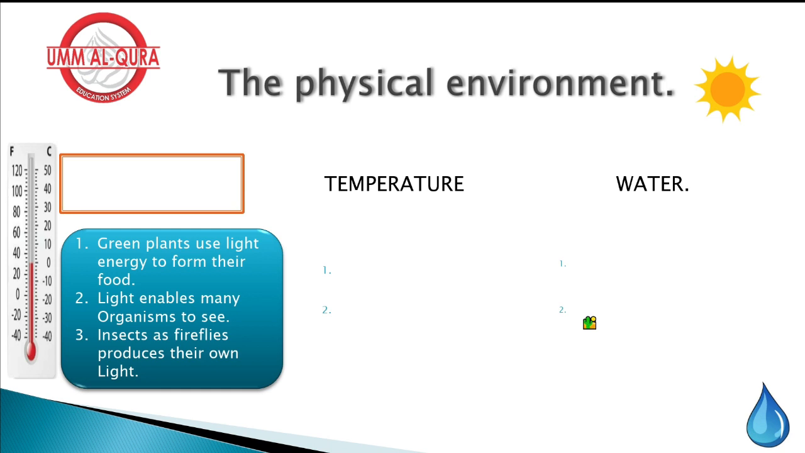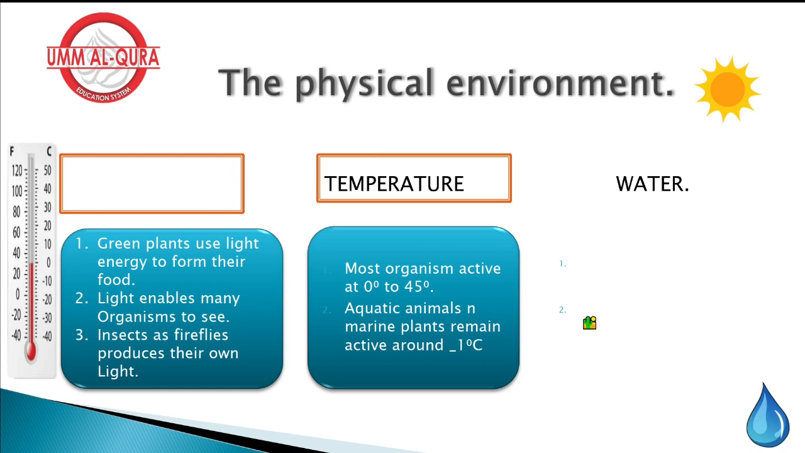Light also enables many living organisms to see so that they can move about, find food, and detect danger. Some organisms, such as earthworms, prefer to stay in the dark. They have developed special features to live in a dark environment. But some organisms, such as fireflies and deep-sea fish, produce their own light to illuminate their prey, confuse their predators, or attract their mates.